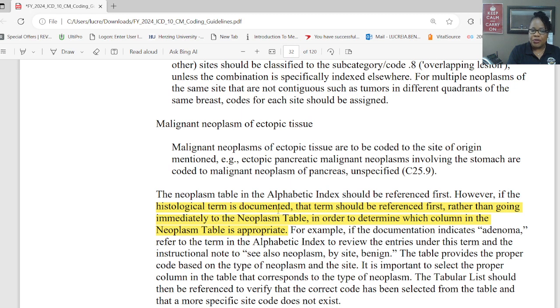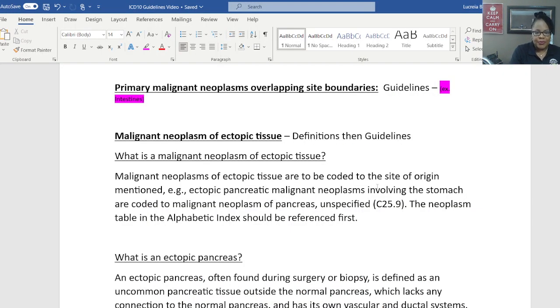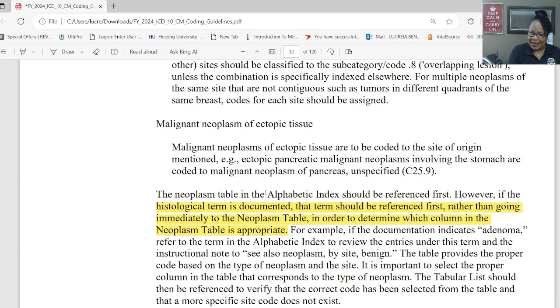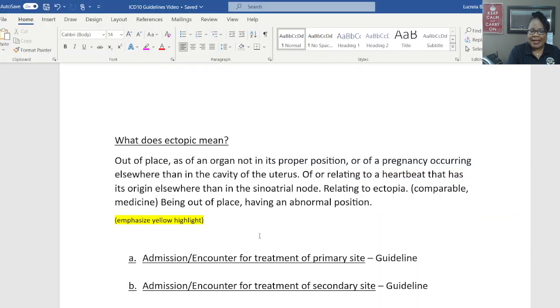The histological term is documented. That term should be referenced first rather than immediately to the neoplasm table in order to determine which column in the neoplasm table is appropriate. So I hope that helped. And that's why I put a note here. After you go through that, emphasize the yellow highlight that I put on these guidelines. I'm emphasizing that. That helps you know how to look neoplasms up.